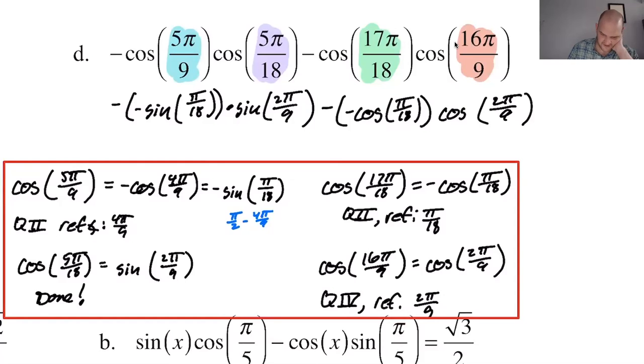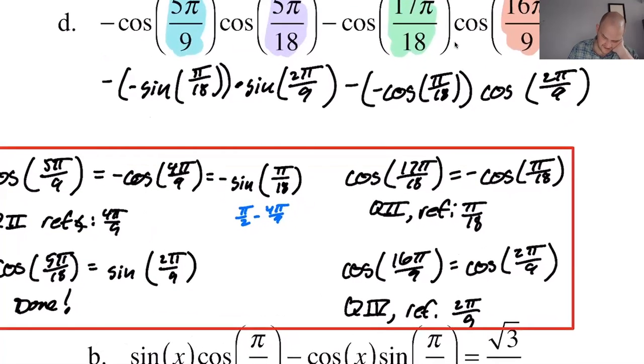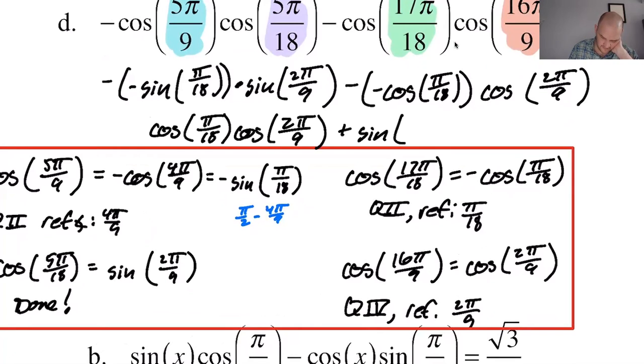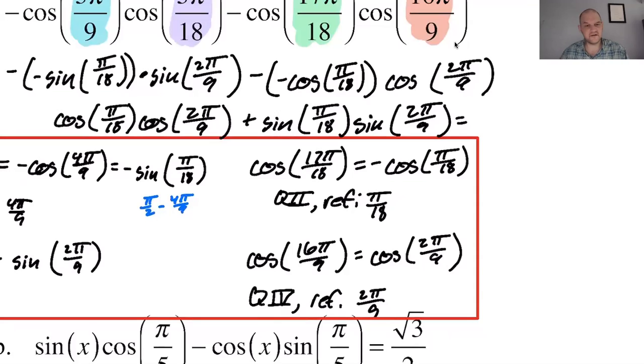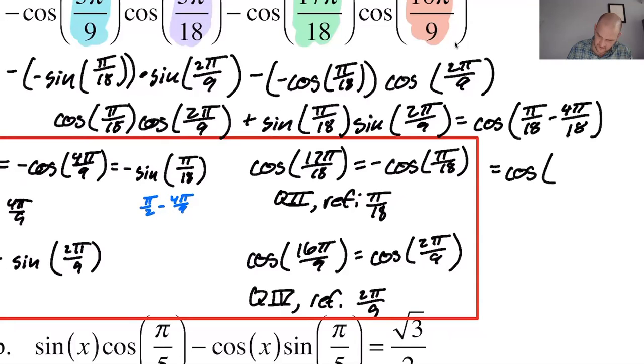So what does this clean up to? I'm going to write it as cosine plus sine. So cosine pi over 18, cosine 2 pi over 9, which I should be writing as 4 pi over 18, just to simplify things, plus the sine of pi over 18, the sine of 2 pi over 9. Okay, so cosine plus sine is going to be the cosine of a minus b. So this is the cosine of pi over 18 minus 4 pi over 18, which is the cosine of negative 3 pi over 18, which is the cosine.